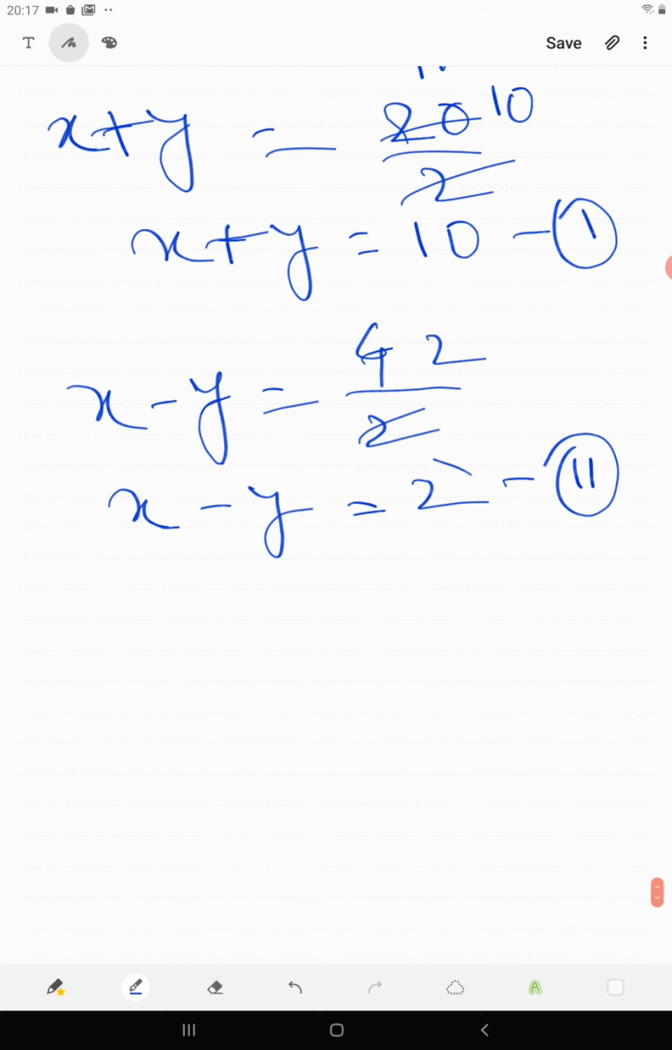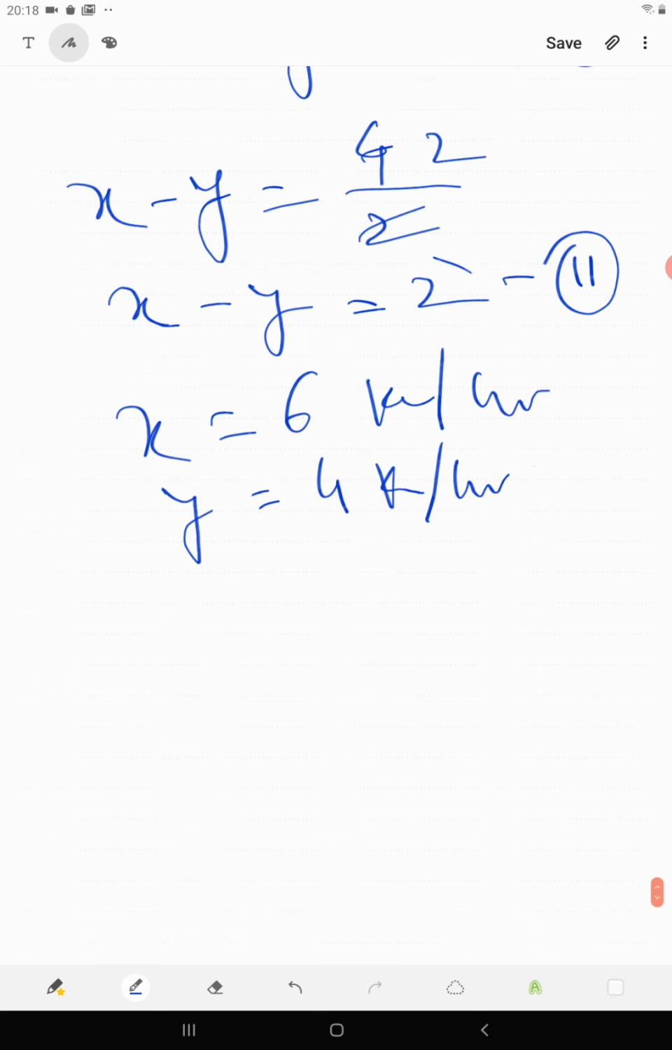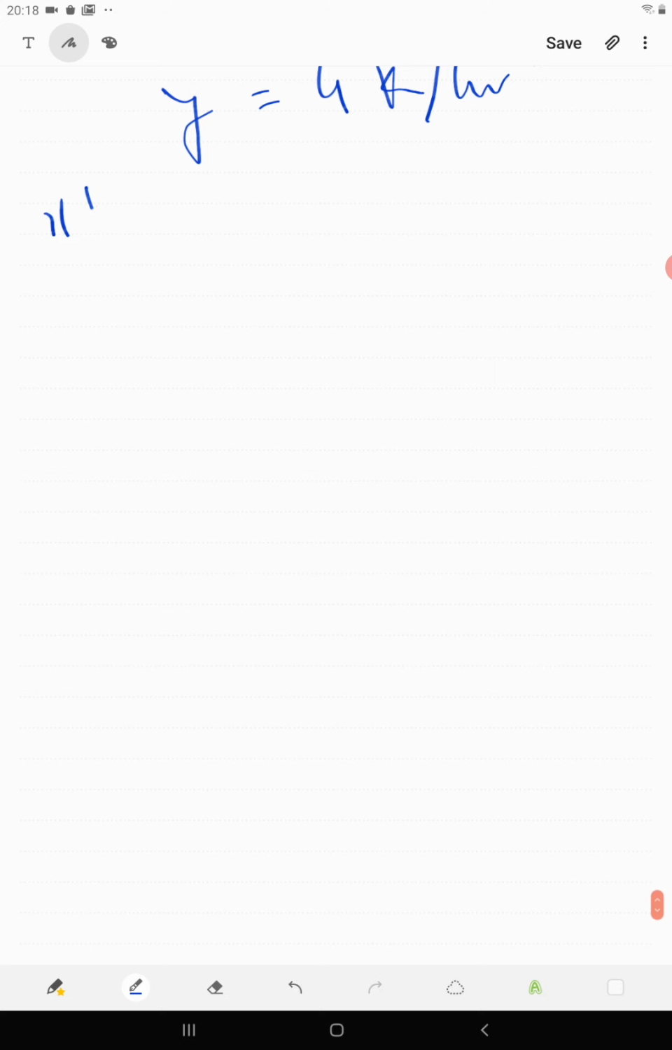Now solve both the equations. Just add both the equations. You will get 2x equals 12, so x is 6. And if x equals 6, you will get y equals 4. So by solving 1 and 2, you get x equals 6 kilometer per hour and y equals 4 kilometer per hour. So Ritu's actual speed is 6 kilometer per hour in still water, when the water is not moving, and the speed of the current is 4 kilometer per hour. Okay, now let's do the second problem.